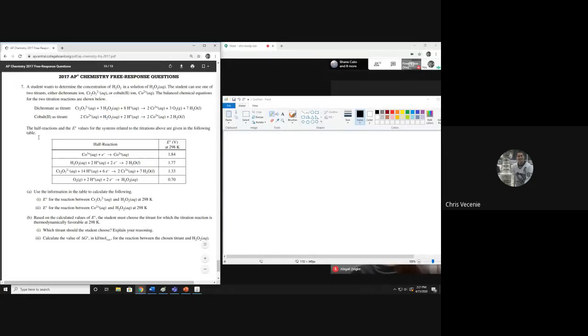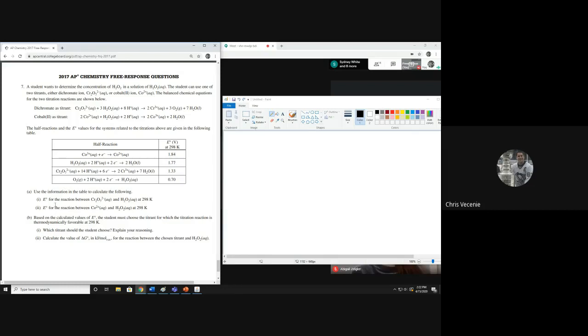So they said you've got the half reactions and the E° values for the systems related to titrations in the table there. So we've got the Co+3 gaining an electron going to Co+2, which is tying into this equation. You've got the H2O2 gaining 2H+ and two electrons going to water. That's both equations doing that. We've got the dichromate gaining 6 electrons going to Cr+3. That's linked to this top equation. And then we've got the H2O2 going to H+ and the O2, which is linked into this equation, because this is the one that has the O2 in it.